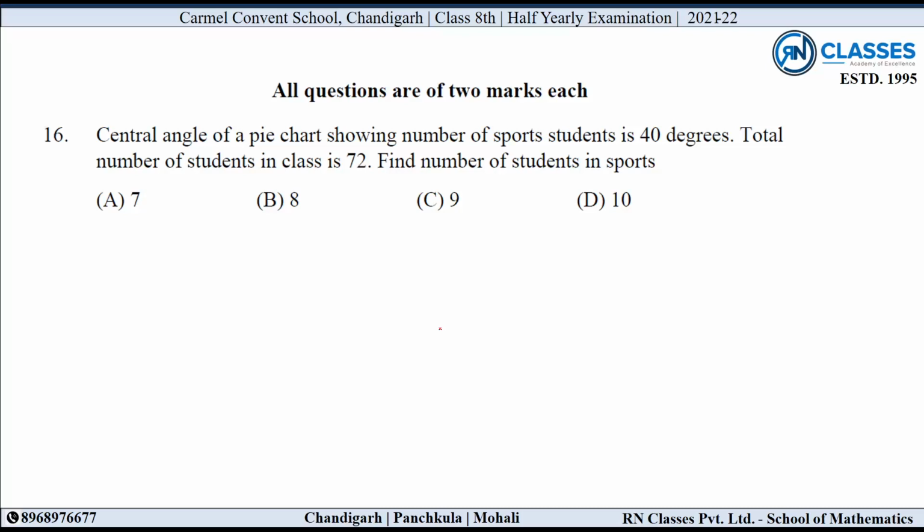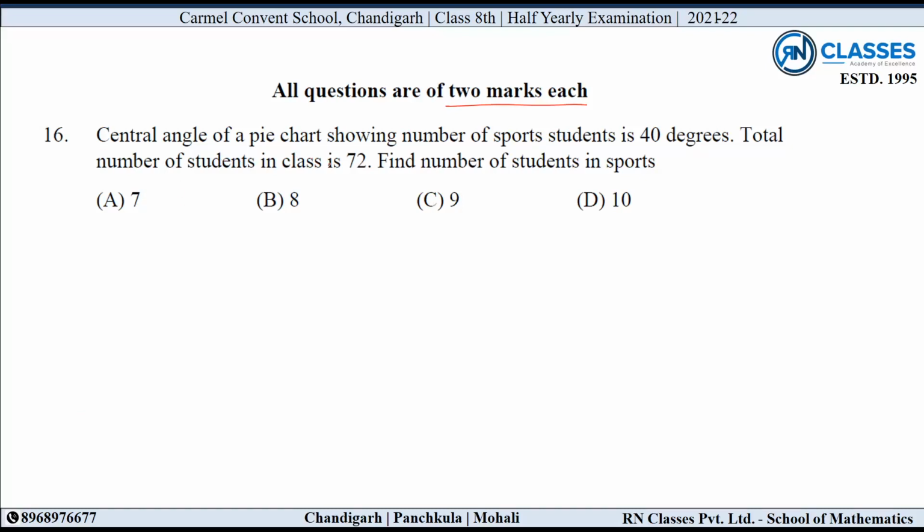Question number 16. Now, from now on, question 16 to question number 20, these are all of 2 marks each. Means these are objective questions. You don't have to write anything. You just have to mark the answer. But questions का level थोड़ा सा ज़्यादा होगा. Right? पढ़ते हैं. Question number 16.